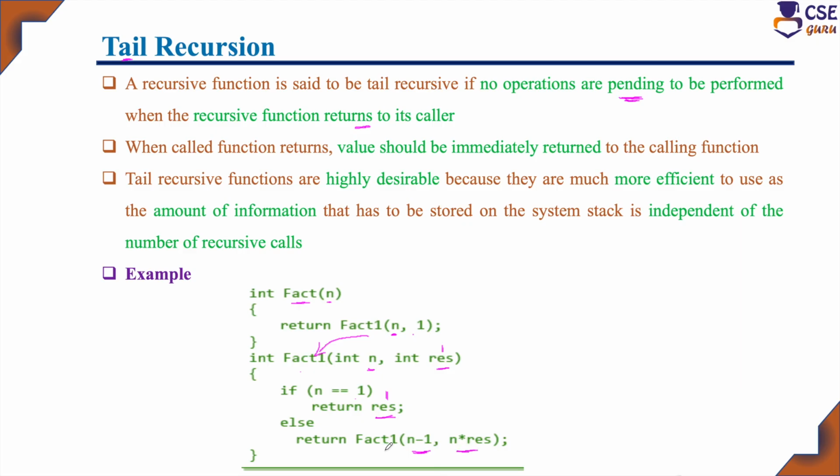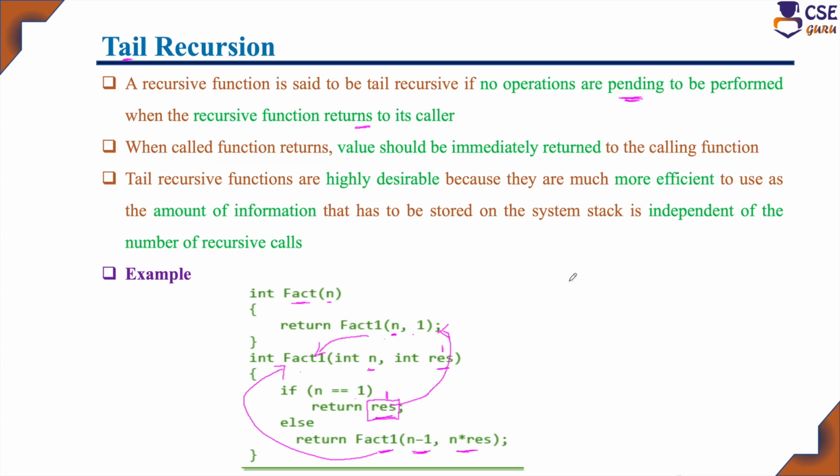So here this is fact of 1. This function calls itself. The factorial function will call itself, so it will continuously execute. Finally, when it matches the base case, it will return the result. This result will be returned to the calling function. This is the calling function and this is the called function. Only the result it will return. So here there is no pending operation. When this function returns the result to the calling function, there is no pending operation here. This is nothing but tail recursion.